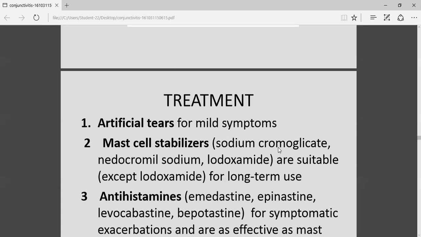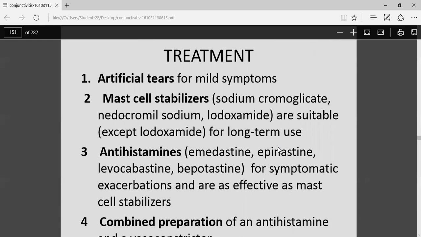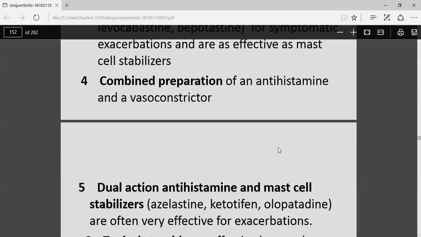Now, what are the mast cell stabilizers? These are sodium cromoglycate, nedocromil, and then lodoxamide. These are the mast cell stabilizers. In case of antihistamines, we have emedastine, epinastine, levocabastine, and azelastine. These will really give rise to symptomatic relief.